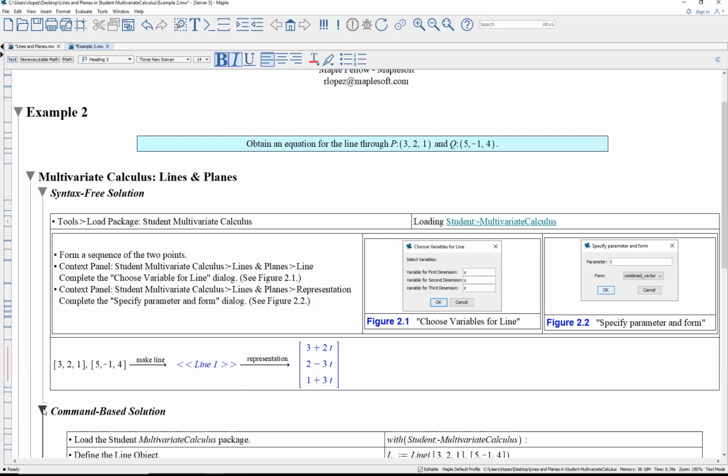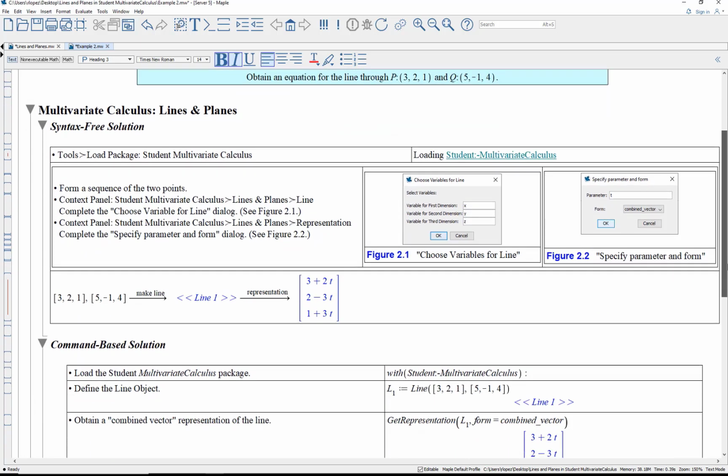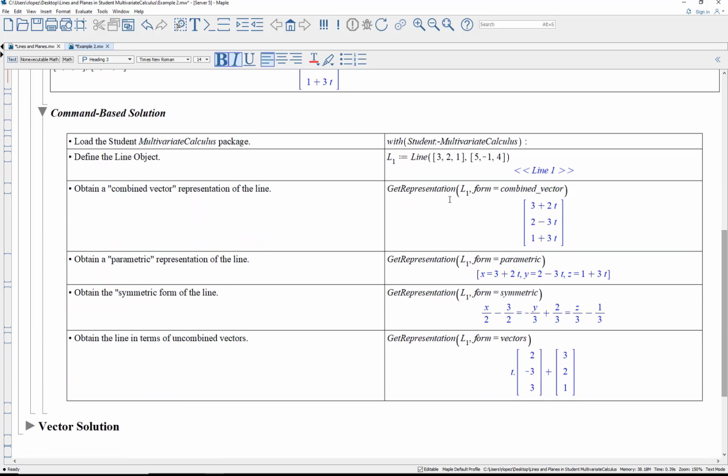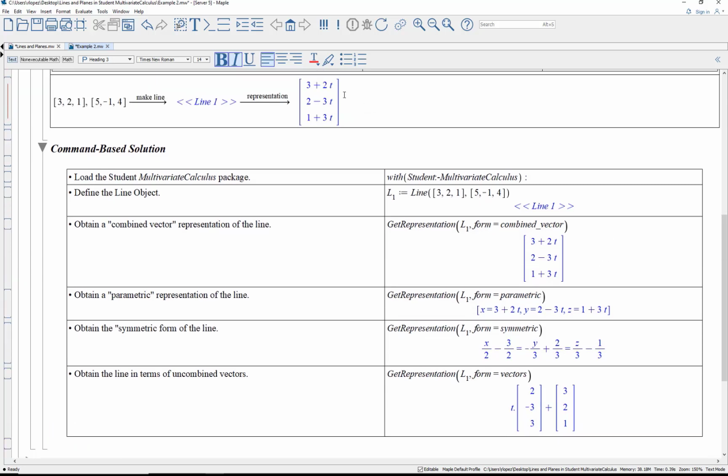Solving this with the set of commands in the package would go like this. Again, with Student Multivariate Calculus, the Line command is applied to the 2 points. Get representation is applied to the line object with the form that you want, and you get the same answer that you had up here.